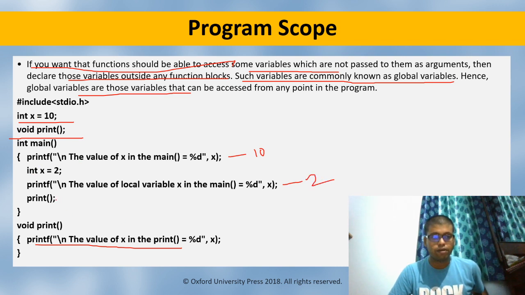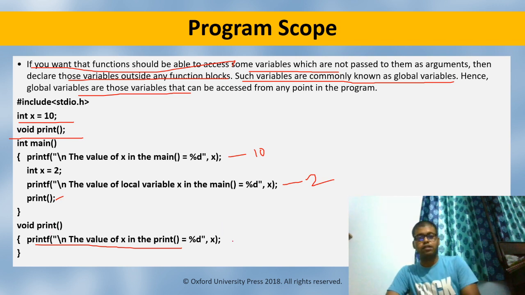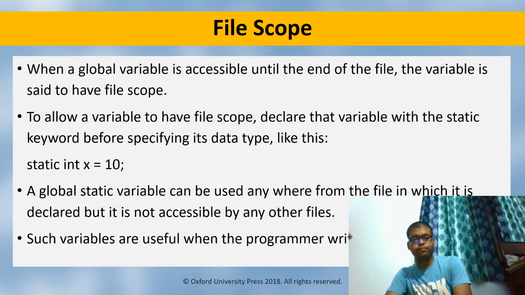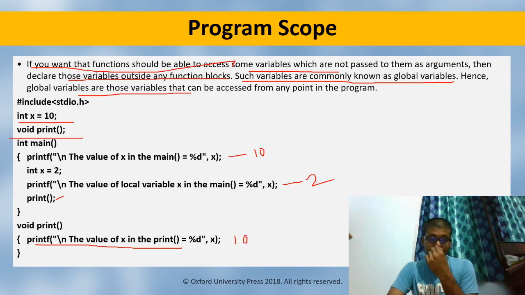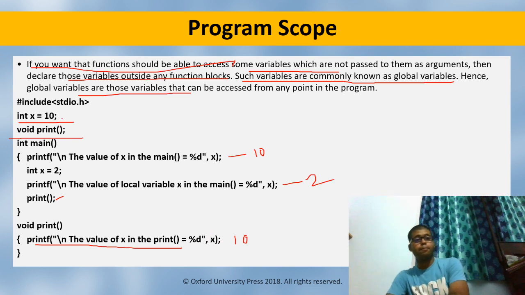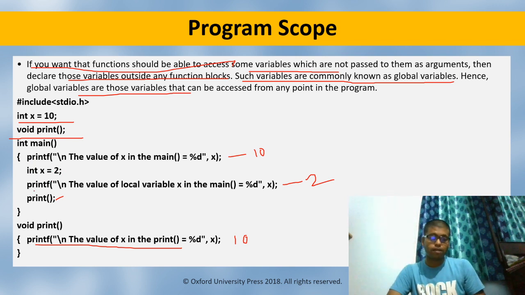Now we are calling this function print. What will this print return? This print will return x equals 10. Clear? The print will return x equals 10 as it is a global variable. So inside main it has been changed once, but after this line we call print. As we exit from main and go to the other function, there it will become 10.